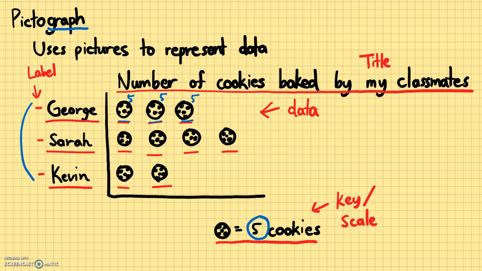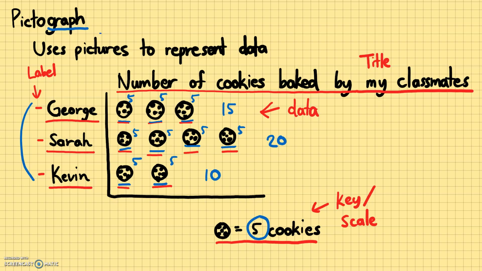Right? So we can see that George baked 15 cookies. We can use the same scale for Sarah and see that that's 5, that's another 5, that's 5, and that's 5. So Sarah baked 20 cookies. And Kevin here baked 5 and 5. So Kevin baked 10 cookies.